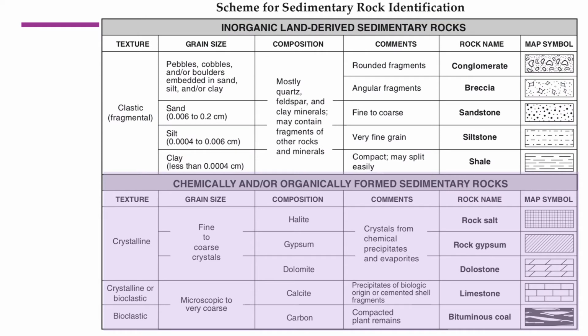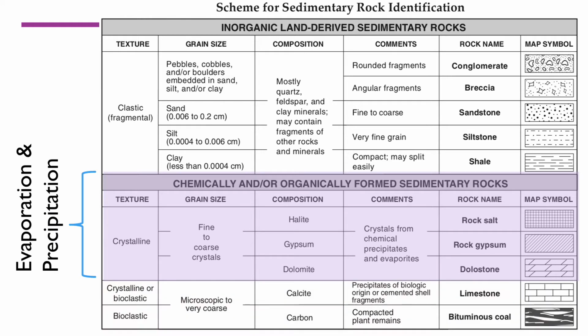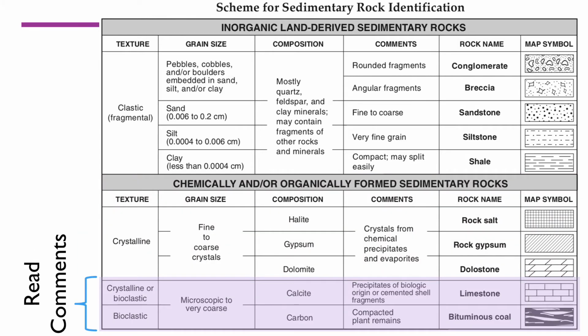On the bottom part of the chart, you have 2 more types of sedimentary rocks. The first that we're going to talk about are the chemical rocks, which are the top 3 in the chart, which can form from evaporation or precipitation of water. All of these rocks form in a very similar way, and they're called chemical sedimentary rocks. You can read the comments column to figure out how these rocks are specifically formed. The bottom 2 rocks, you can also read the comments section to figure out how these rocks formed. These are organic sedimentary rocks.